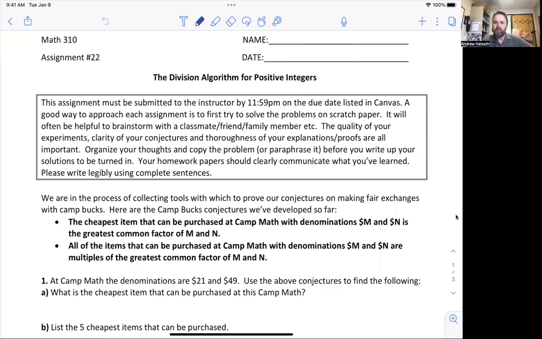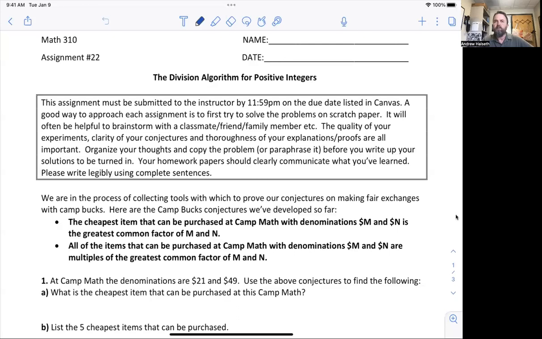This is assignment 22, which is on the division algorithm. It relates to Cant-Buck problems, and I've highlighted some of the conjectures we've developed so far. The first thing is the cheapest item that can be purchased at CantMath with the denominations of m and n is the greatest common factor of m and n. So it's the largest number that divides into both of those, right?